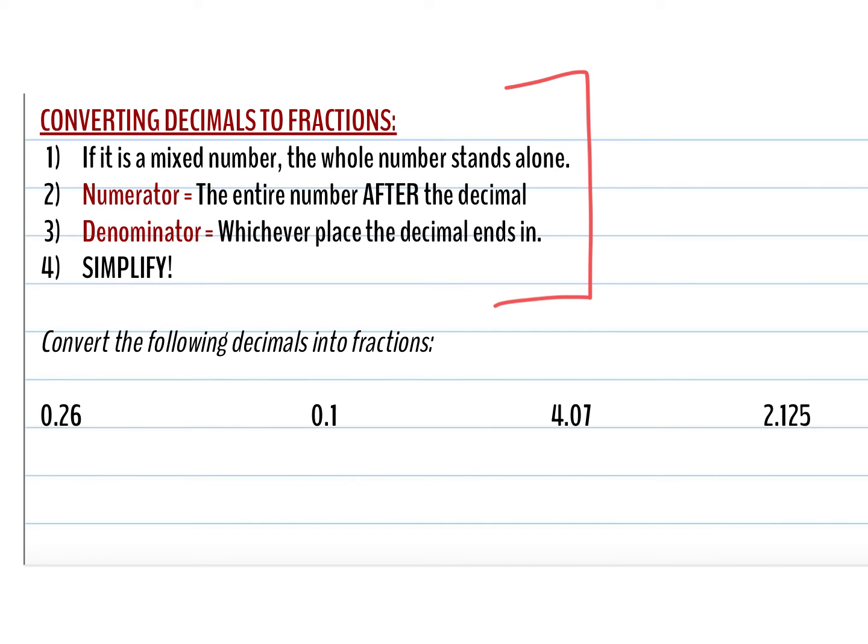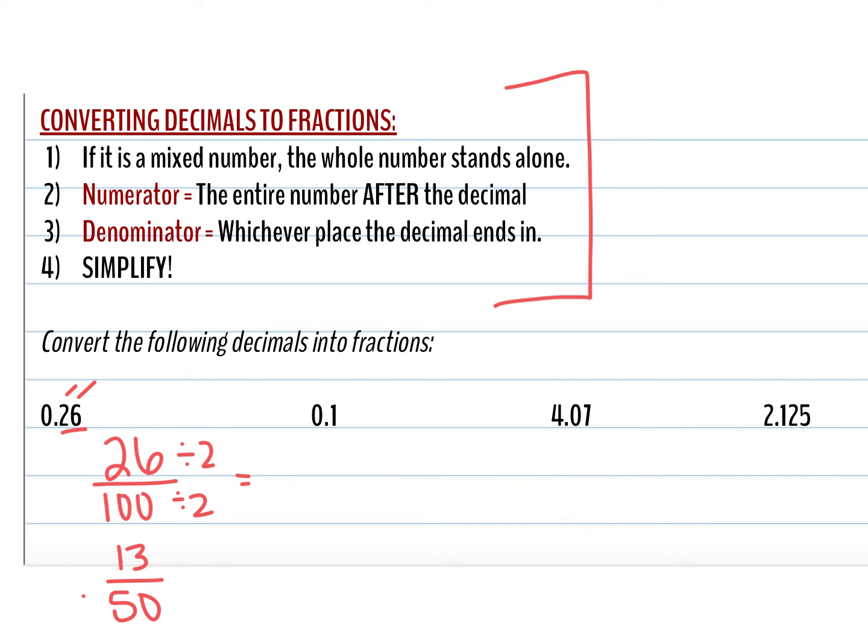So the first one, we don't have a whole number, so we don't have to worry about that. Nothing in front of the decimal. The number after the decimal becomes your numerator. And then whatever place value it ends in is your denominator. So tenths, hundredths. So that becomes our bottom number. Now I could find numbers that we could divide the top and bottom by. Otherwise, there is a way that you can simplify fractions on your calculator. But for here, I'll show we're just going to divide the top and bottom by 2. And that would become 13 over 50. And that's in simplest form.